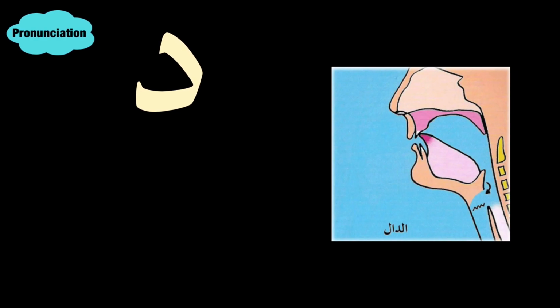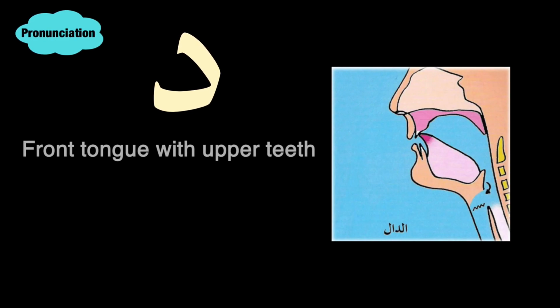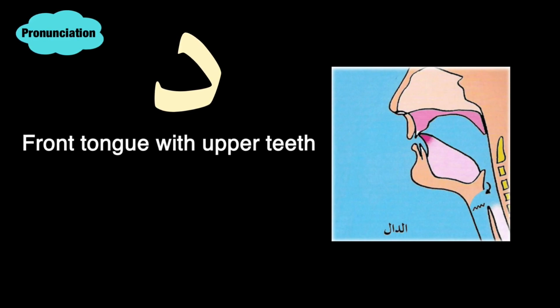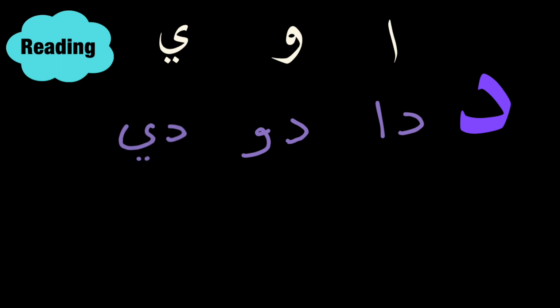Da is uttered when the front tongue touches the upper teeth. Now repeat after me. Da. It is similar to the d in doctor. An example would be daraj. Let's practice reading with our long and short vowels. Repeat after me. Daa, doo, dee. And with short vowels, da, du, di.